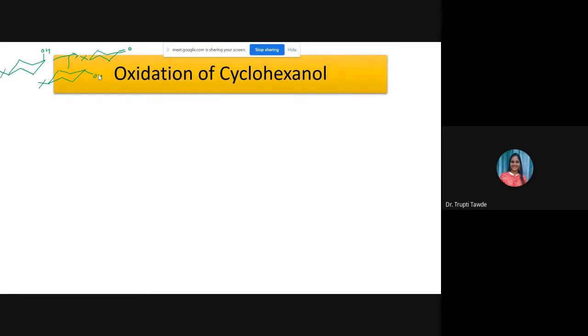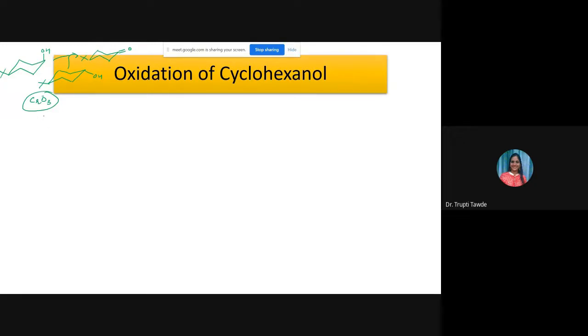Whether axial alcohol will give me the faster reaction or whether equatorial alcohols are going to give me the faster reaction. Again, for oxidation we have different reagents available. For now we will talk about only one reagent here, that is chromic acid. So now generally how this reaction takes place, let us understand.